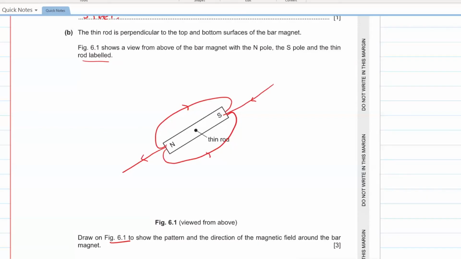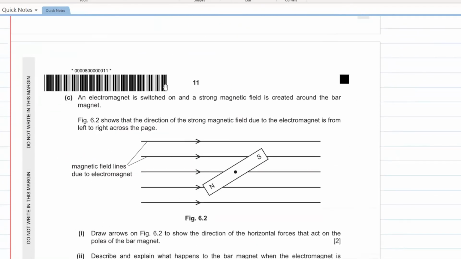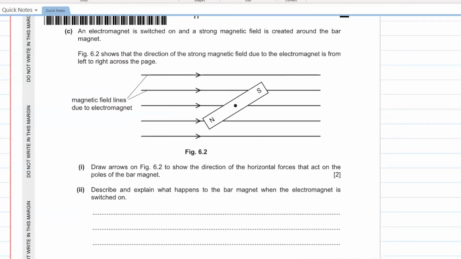Chalo. Let's further move ahead. An electromagnet is switched on and a strong magnetic field is created around the bar magnet. Now here you have to understand the meaning of the word electromagnet as well. What is an electromagnet? It is a temporary magnet. We know this from theory. I don't know whether it will be utilized or not. We will see just now.